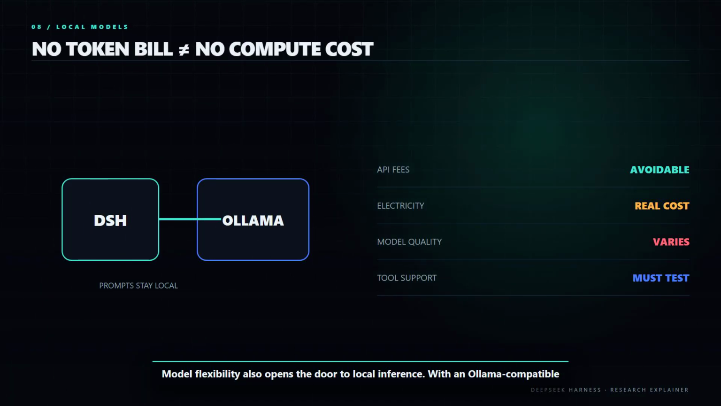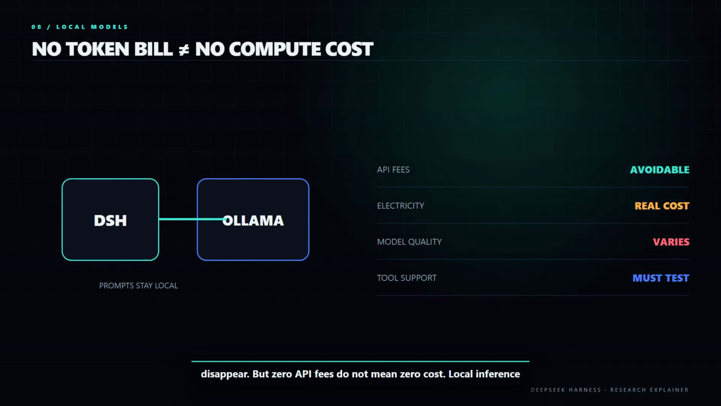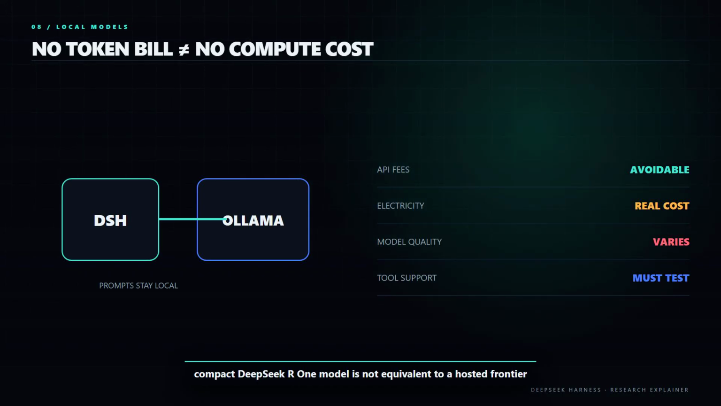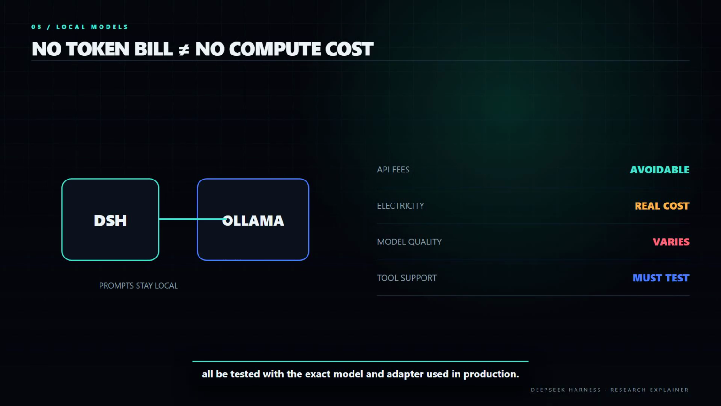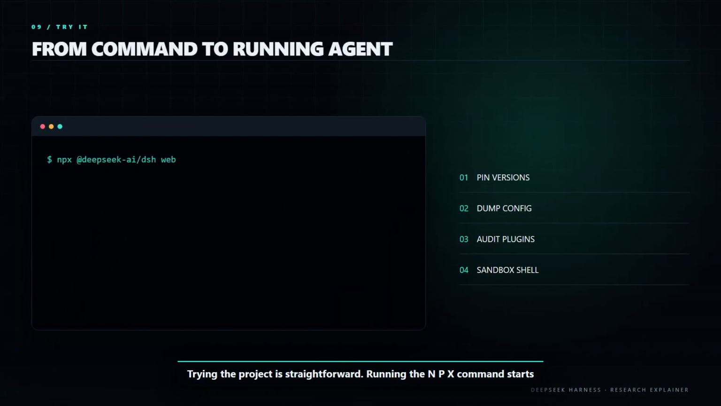Model flexibility also opens the door to local inference. With an Ollama-compatible adapter, prompts can stay on your machine, and hosted token charges can disappear. But zero API fees do not mean zero cost. Local inference consumes electricity, memory, storage, and often a capable GPU. A compact DeepSeek R1 model is not equivalent to a hosted frontier model. Context length, structured output, tool calling, latency, and coding quality must all be tested with the exact model and adapter used in production.